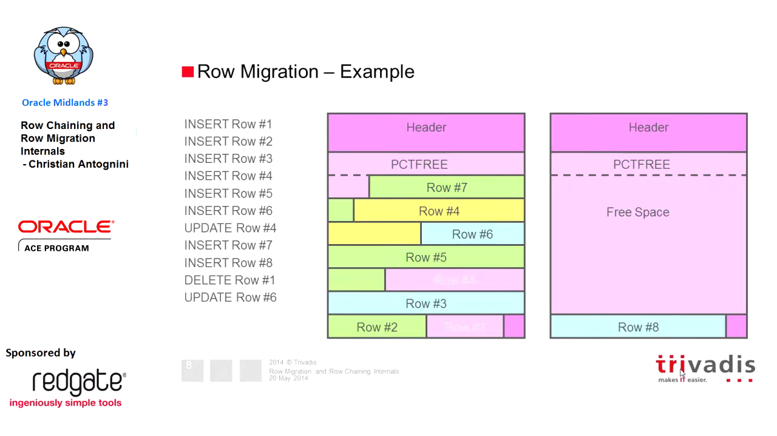Update row 6. Okay, now that we update this row, maybe the block is reorganized. Not yet. So they put row 6 here. Update row 4. Okay, then they reorganize the block. The point is basically that they try to reorganize the block at the last possible moment. Okay, if it's not needed, they don't do it.